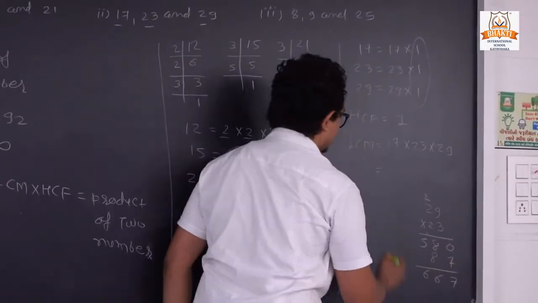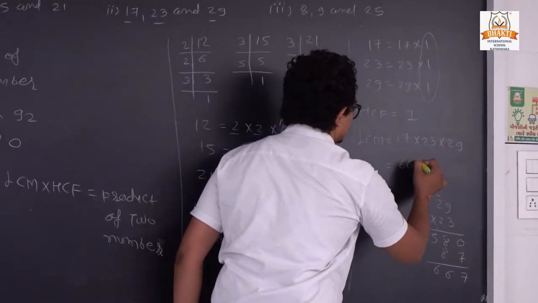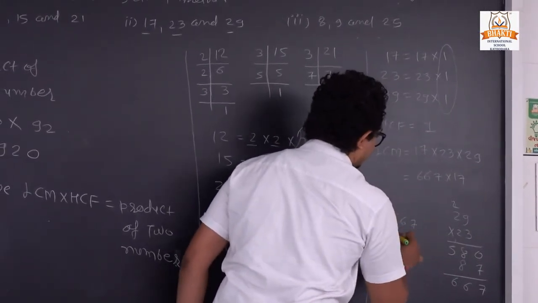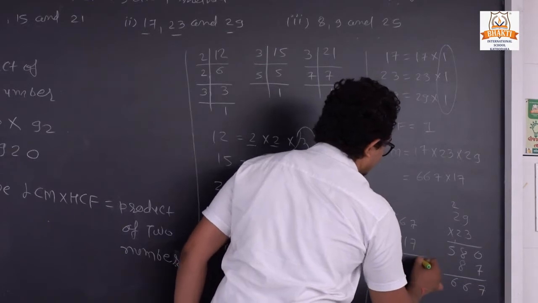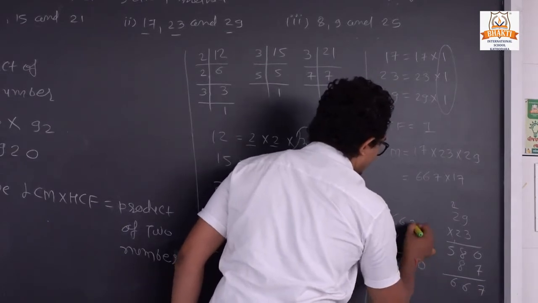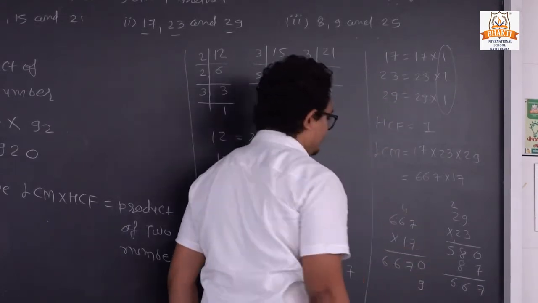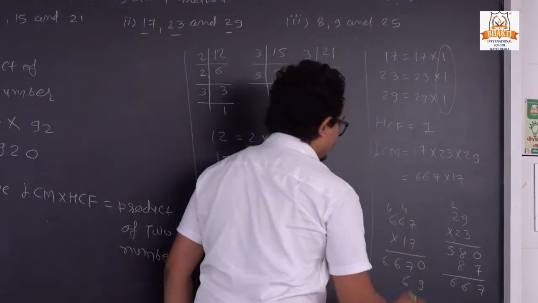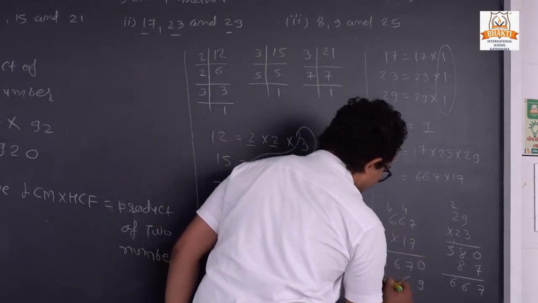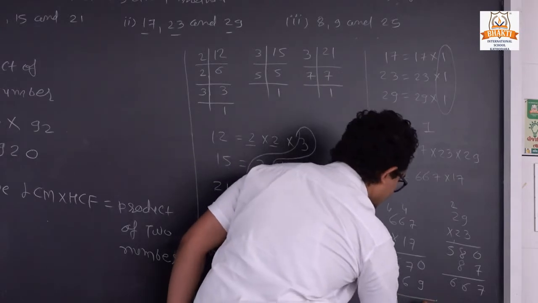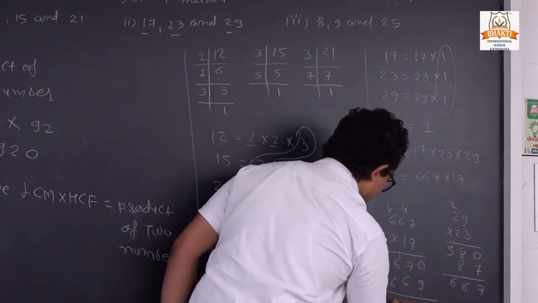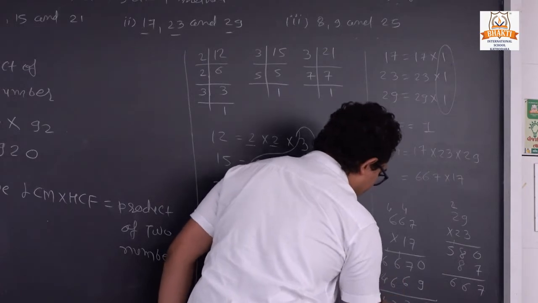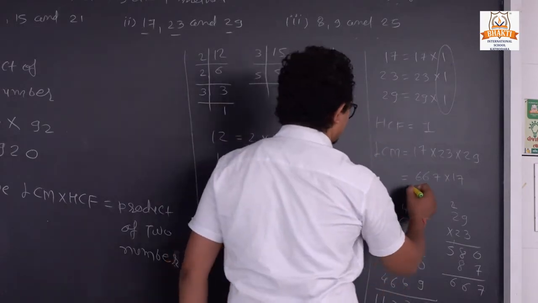So 6 6 7. Now 6 6 7 multiply with 17. Once again we can put 0. 7 7s are 49. 42 plus 46. Then say 46. Next 9, 13, 13. And it will be 11. So what is its LCM?